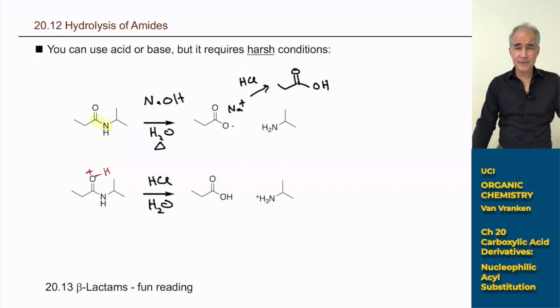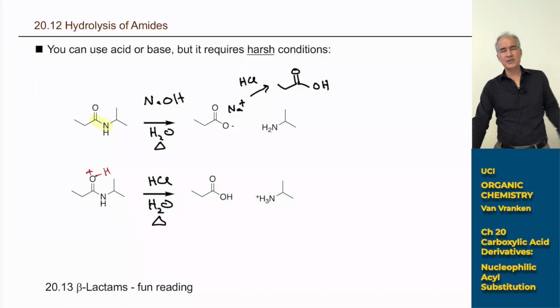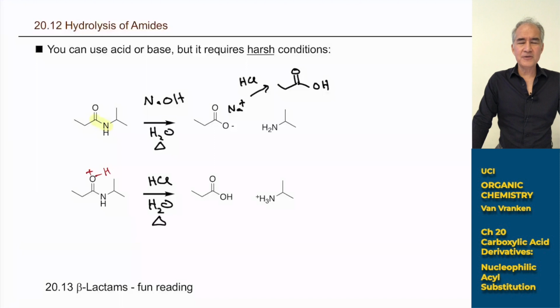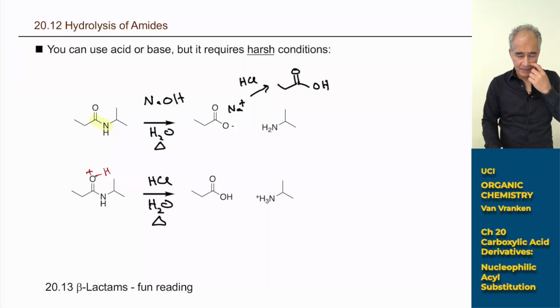But that's not enough. Amides are so resistant that you need to go beyond just the HCl in the water. You need high concentrations of HCl. And you have to reflux this, boil it in water for hours and hours and hours. Doesn't matter whether you're using base, whether you're using acid, you got to boil these reactions for hours and hours. So high concentrations of acid catalyst, water, and heat, and that's the second formula for cleaving amides to give you carboxylic acids.